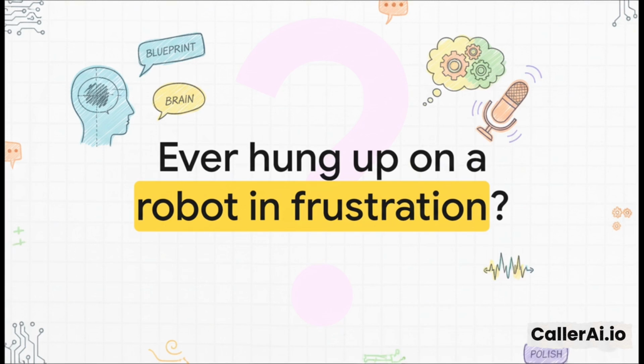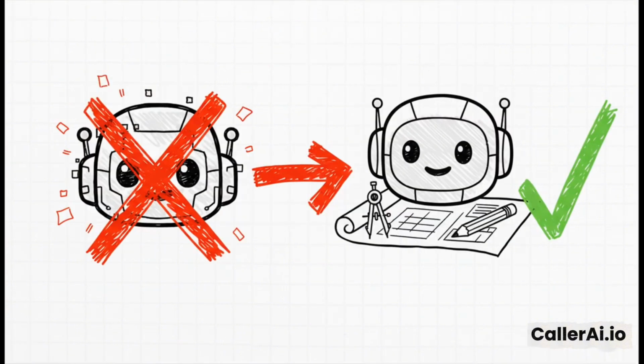But what if I told you the problem isn't the tech? That's the secret. It's almost never the technology's fault, it's the design behind the tech. And the best part? That's something you can absolutely fix. So let's walk through a really simple, three-step framework for designing a conversational AI that actually works.